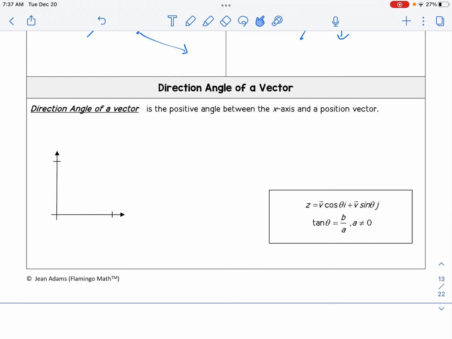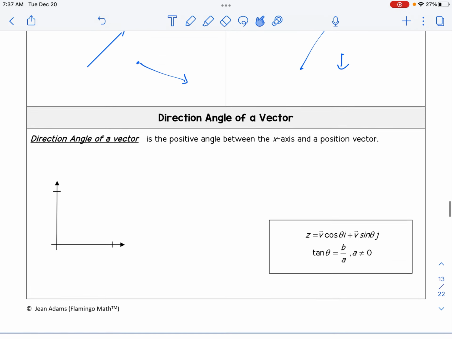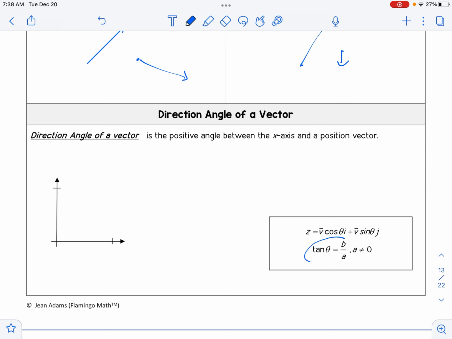Direction angle of a vector, again, a lot of right triangle trig here. So the direction angle of a vector is the positive angle from the x-axis to the position of the vector. We're going to use a lot of tangent for this. You see here, we use some tangent. If we know the length of the vector, then we can use sine and cosine to find its components, when those things aren't given.